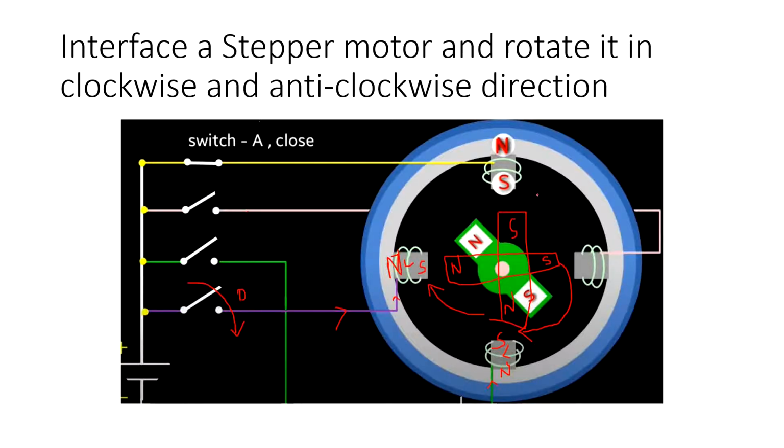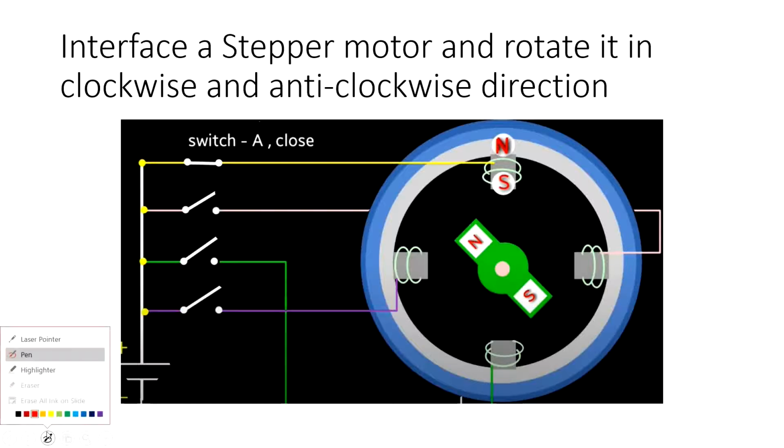So it means what? If you see the correct direction, you can find out that the rotor direction is clockwise. So it will be rotating like this, in a clockwise direction. So this is how we can make the stepper motor rotate in a clockwise direction.